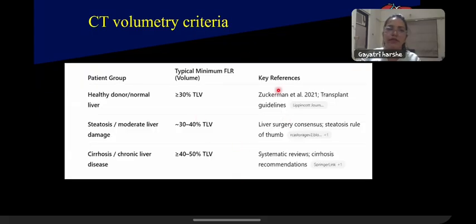These are other criteria for the CT volumetry. If we are doing it for hepatobiliary surgeries, then the volume, meaning not the donor, the remnant liver, should be more than 30% in case of a normal patient having normal liver, not having any fatty liver. If there is mild or moderate fatty liver, then FLR should be 30 to 40%. And in cases of cirrhosis or chronic liver disease, it should be more than 40%.